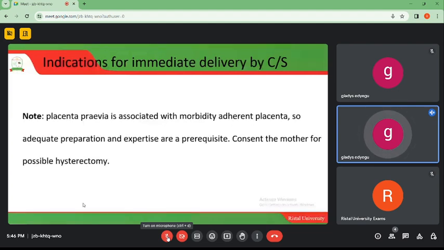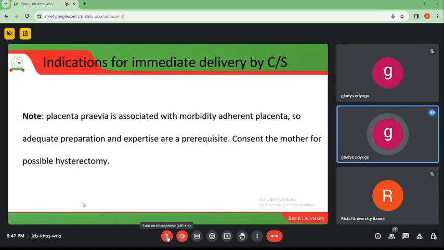And then also we need to note that placenta previa is associated with morbidity, adherent placenta. So adequate preparation and expertise are a prerequisite. Consent the mother for possible hysterectomy. So in most cases, some of these placentas end up adhering, they fail to be delivered, and for that case they can only remove it by hysterectomy, and the mother ends up losing the entire uterus.